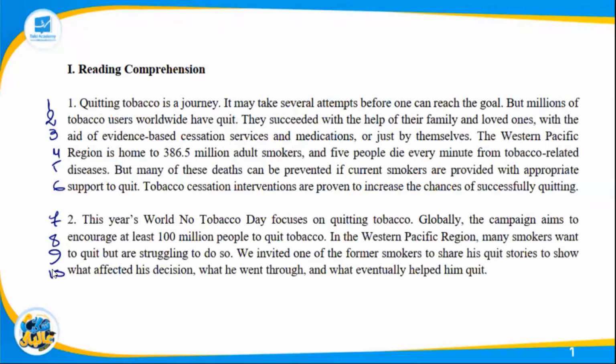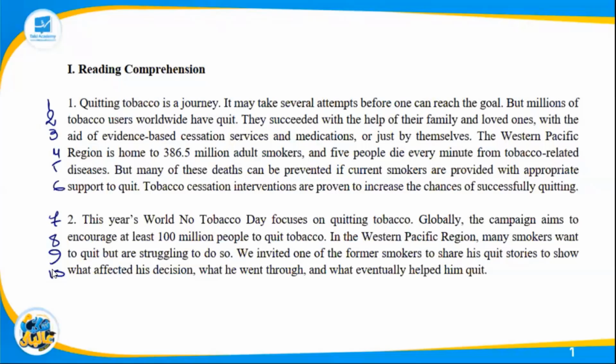This year's World No Tobacco Day focuses on quitting smoking. Good job. Globally, the campaign aims to encourage at least 100 people to quit tobacco. We have between line 7 and line 8. Which one is more specific, let's say?